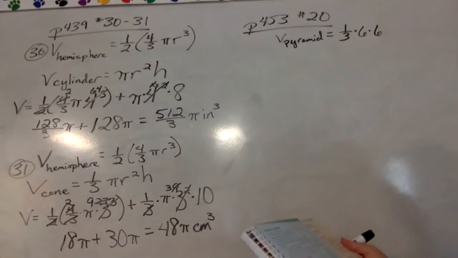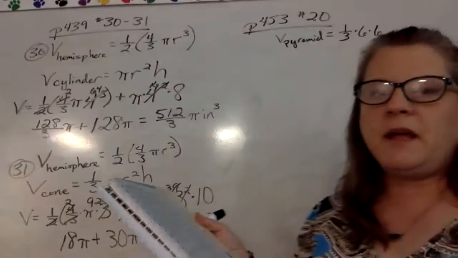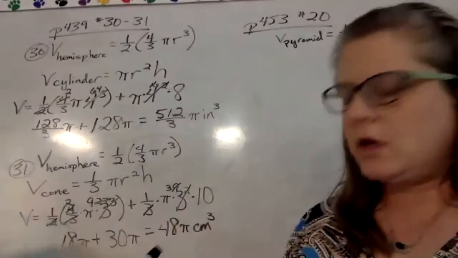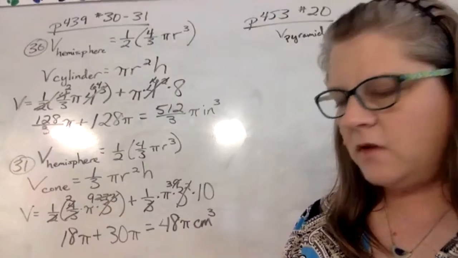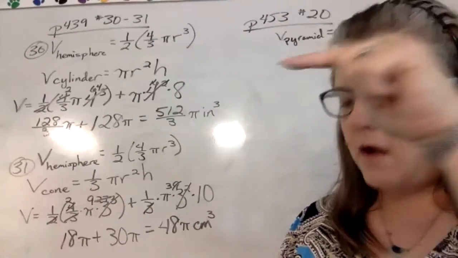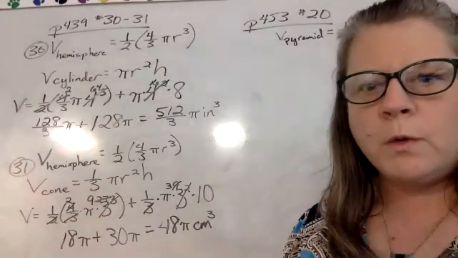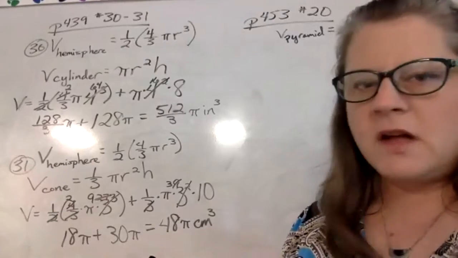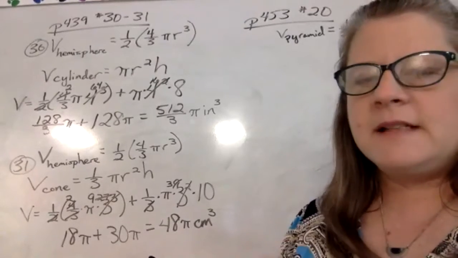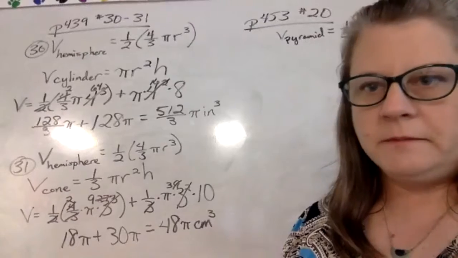Looks like it's a square. And then the height of the pyramid. Now here's where you've got to be careful. Look closely at your picture on number 20. The height that they gave you goes from the very top of the pyramid all the way down through the prism on the bottom. So that 7 is not the height of just the pyramid. That 7 is the height of the entire thing.